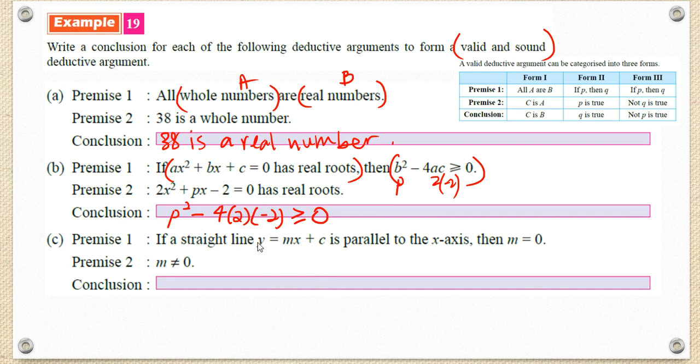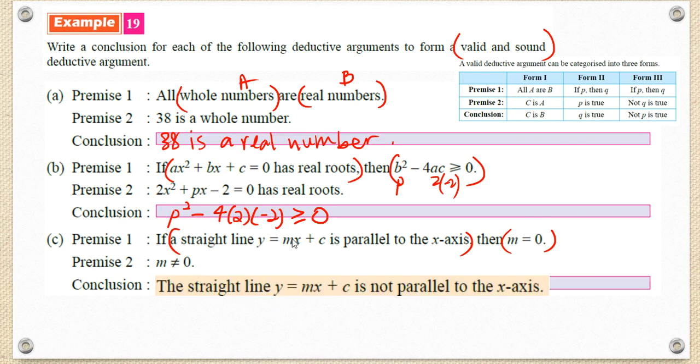Thus, C. If a straight line y equals to mx plus c is parallel to the x-axis, then m equals to 0. So from here, we know premise 2, they say is a negation, not Q. So this is argument form 3. So what is the last part? You have to write not P. The straight line y equals to mx plus c is not parallel to the x-axis.